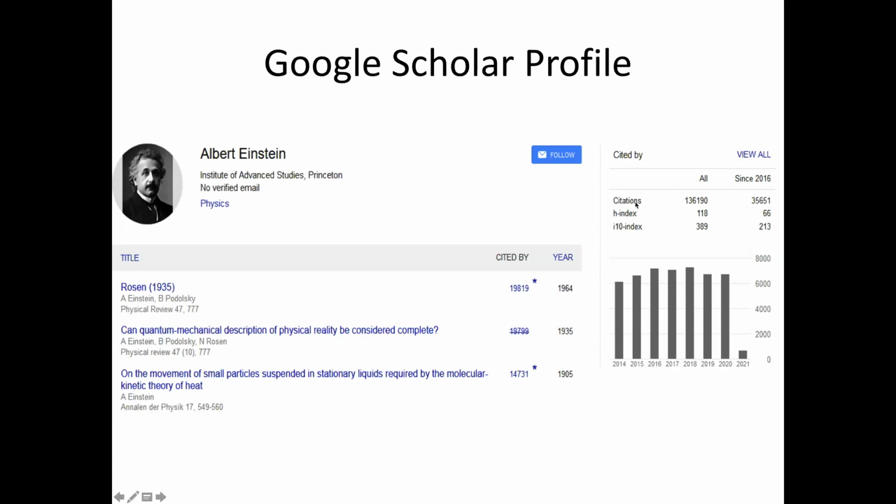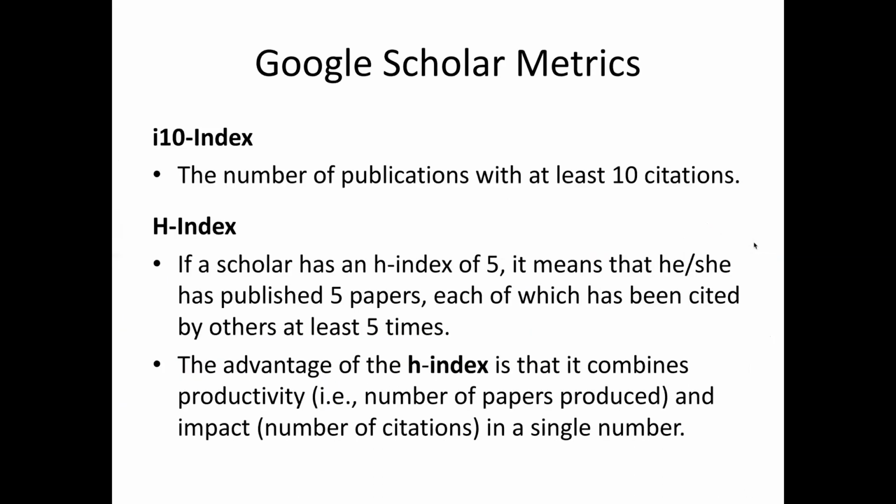It highlights certain areas which are very important: number of citations, the H index, and the I-10 index. We will look at what these are. You can see here that Albert Einstein has over 136,000 citations. And under H index, first, let's talk about what H index is and I-10 index so that we can appreciate Albert Einstein's H index a bit better.